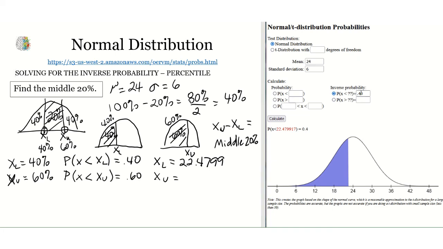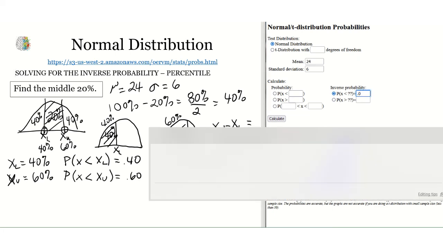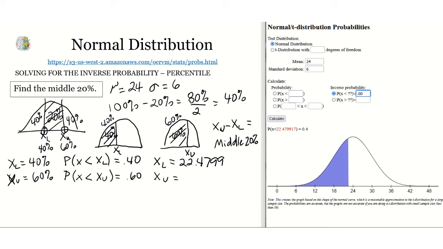So I'm going to change this to 60. Click on Calculate. And that is going to give me 25.5201. So once again, right here at the spot where the purple and the white meet, that is the upper boundary for my middle 20%.